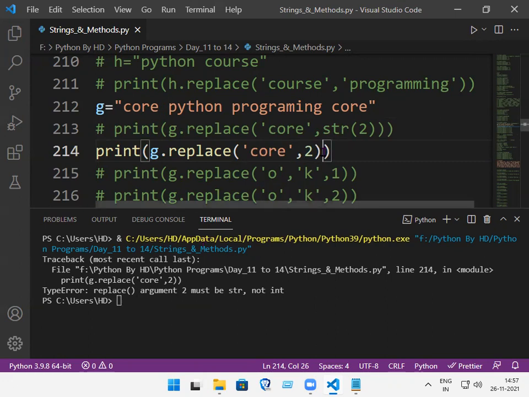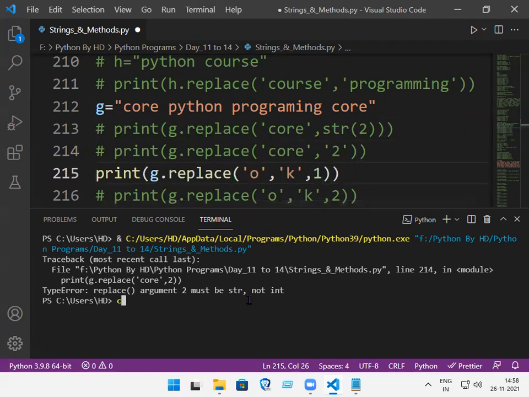Done? Okay. So can I pass old string comma new string as an integer or float? No. Whatever you want to pass, first the old string, then pass the new string. You have to keep single quote or double quote, or keep it as a str. Okay.